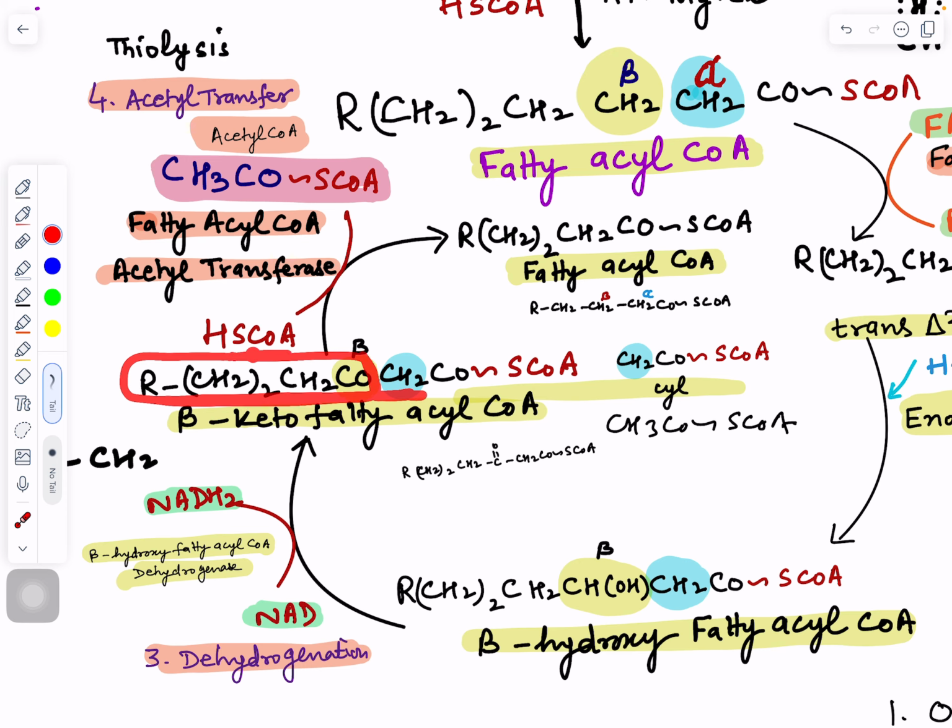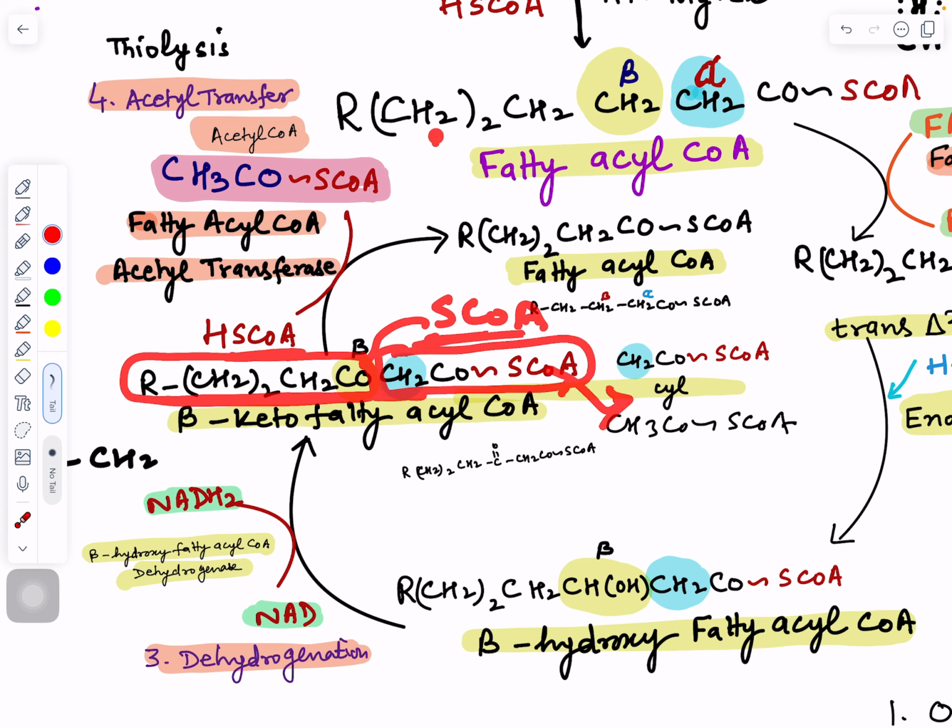So coenzyme A is being added, and coenzyme A will be added over here at this position. And this 2 carbon has been lost in the form of acetyl coenzyme A. If we started from 16 carbon, now this will be 14 carbon in length. If we started from 18 carbon, now this will be 16 carbon in length, because 2 carbon length have been removed in the form of acetyl coenzyme A, right? So this is how fatty acyl coenzyme A is again regenerated.